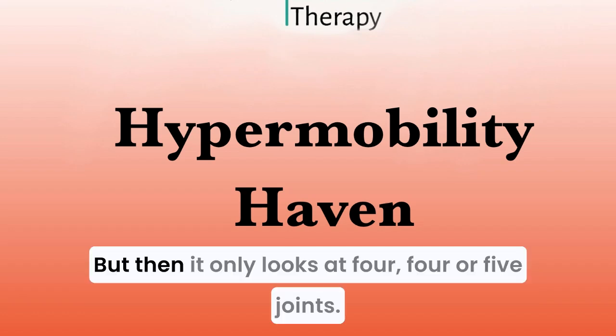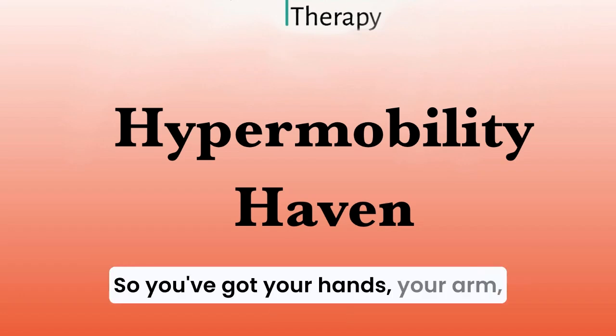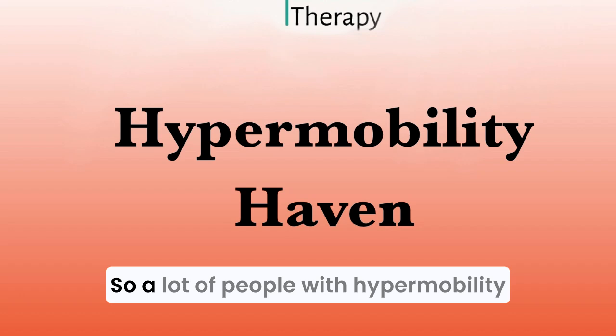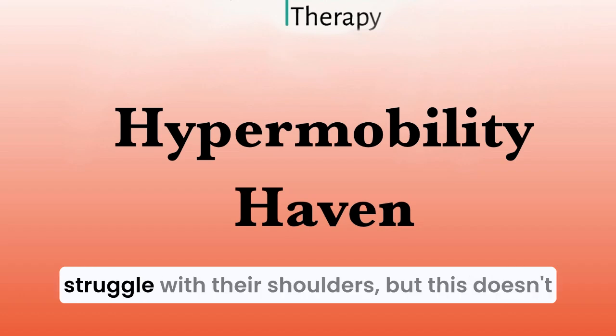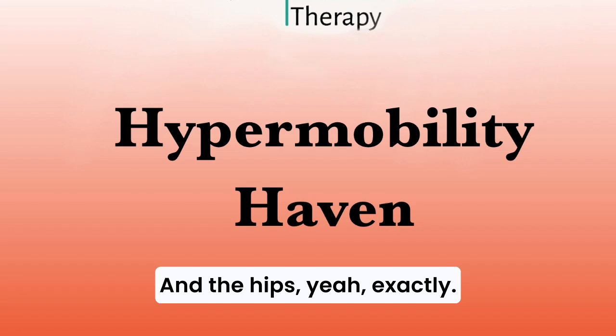But then it only looks at four or five joints. It only looks at 4 areas in that. So you've got your hands, your elbows, your knees, and your spine. So a lot of people with hypermobility struggle with their shoulders, but this doesn't actually look at the shoulders whatsoever. And the hips as well. And the hips, yeah, exactly.